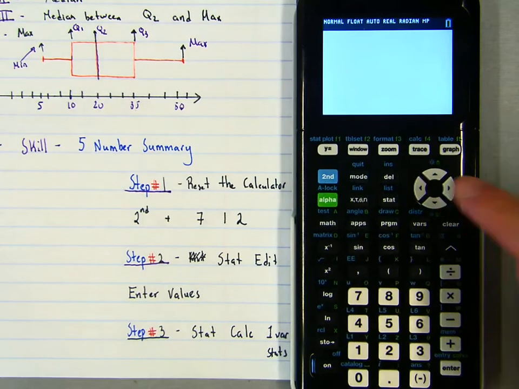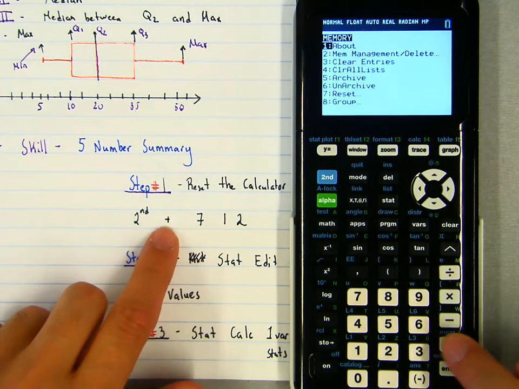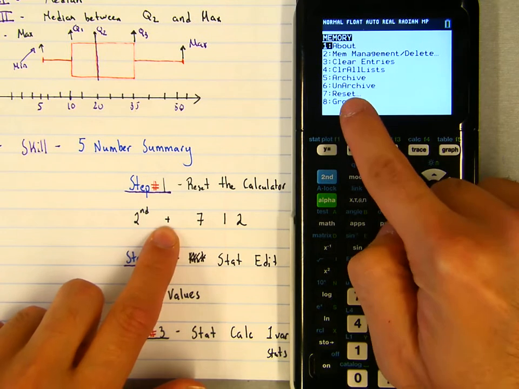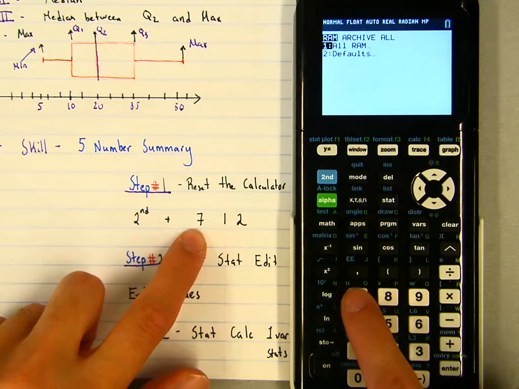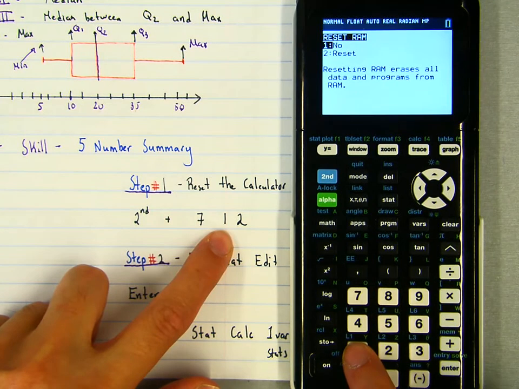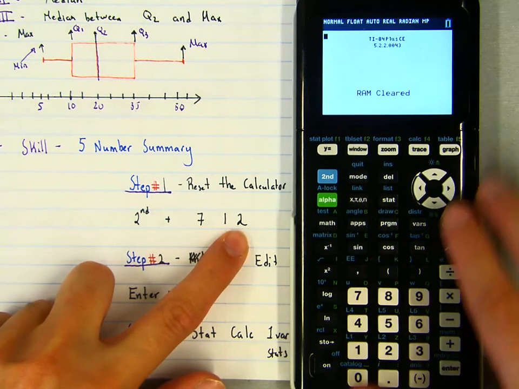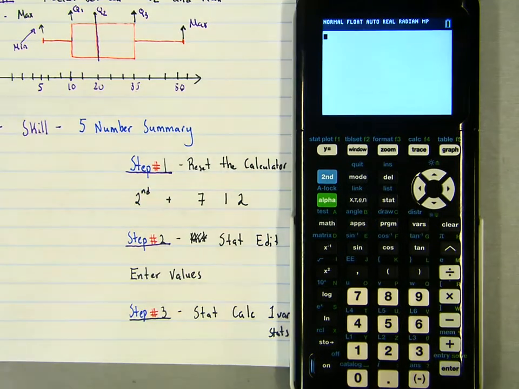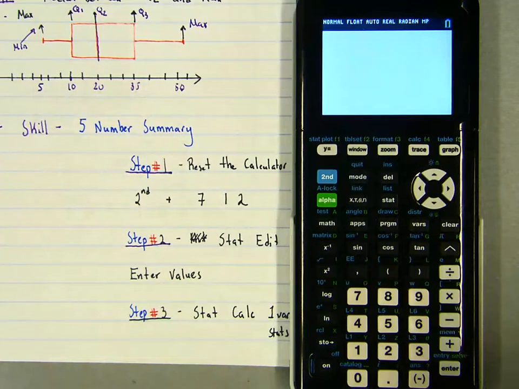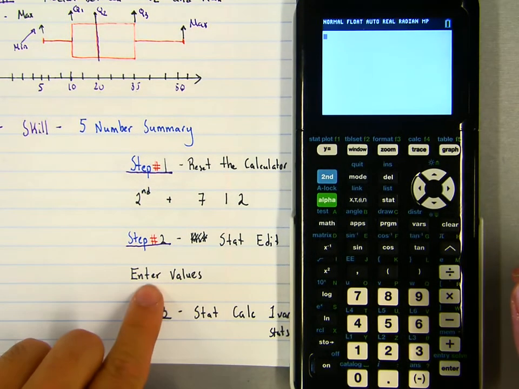What you do is you hit second, plus. Notice 7 says reset, so I hit 7. 1 is all RAM. 2 is reset. Bam. I erased its memory. Bobo is thinking, where am I right now? You erased his memory. Okay, so now we're going to enter in the values.